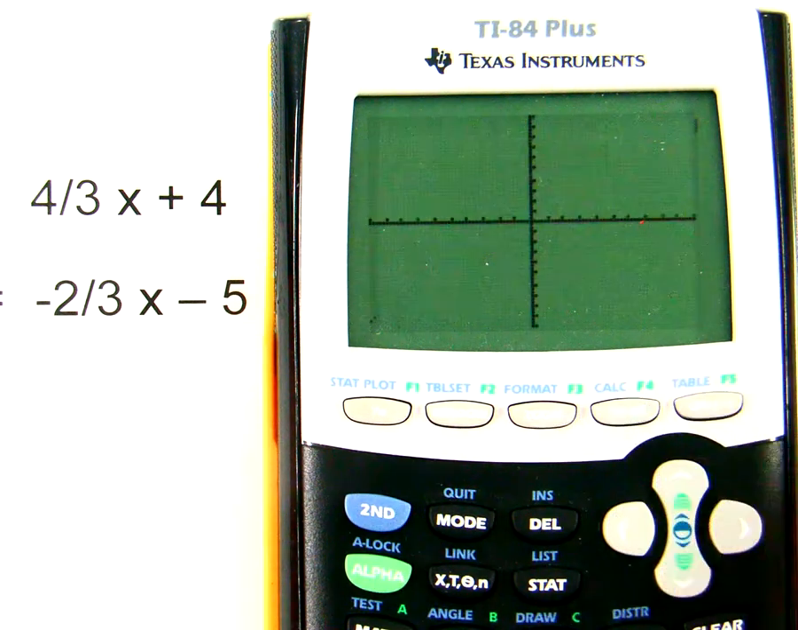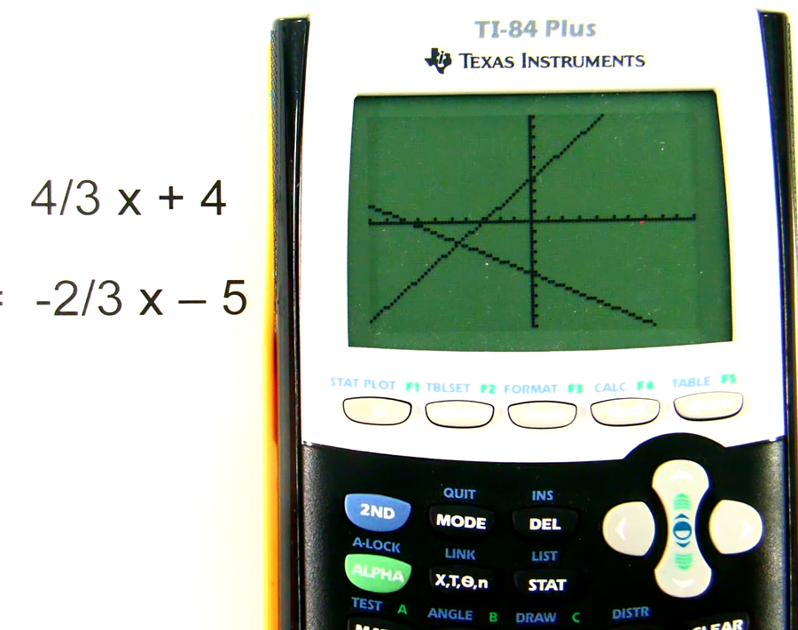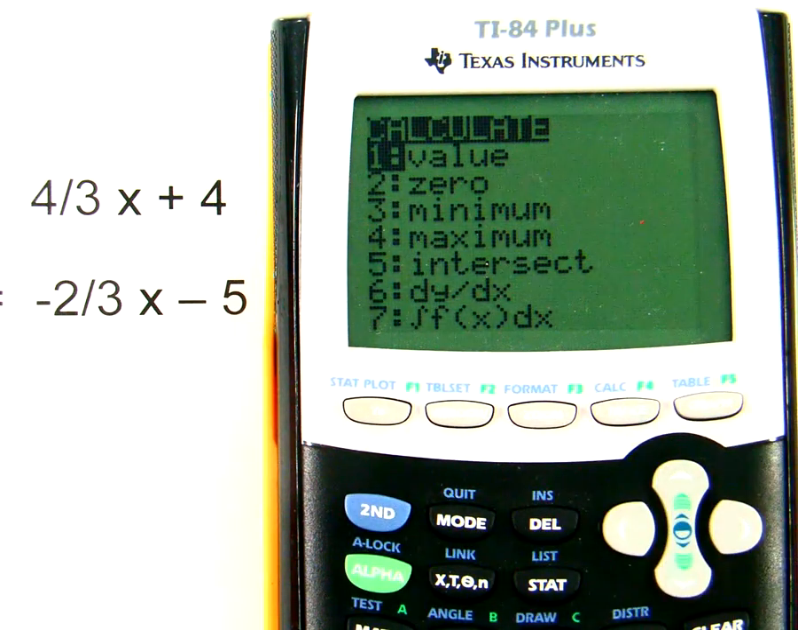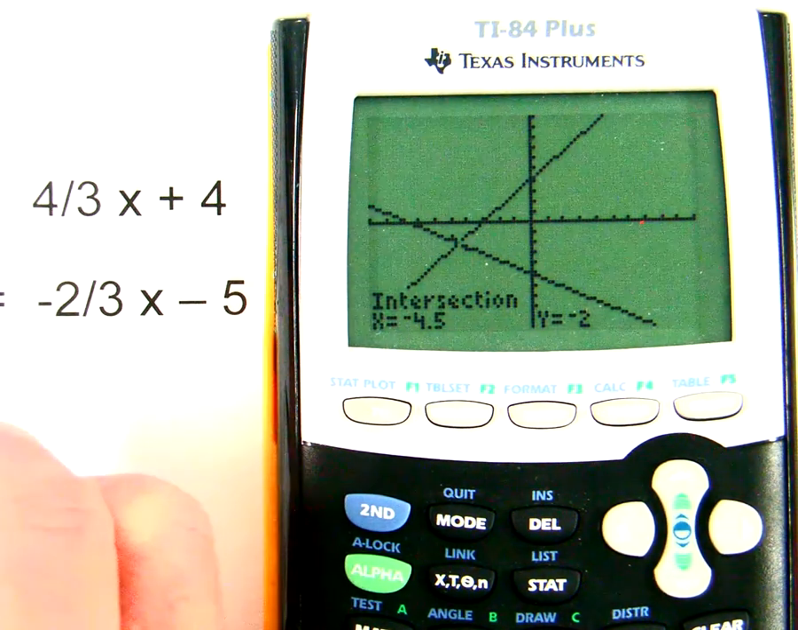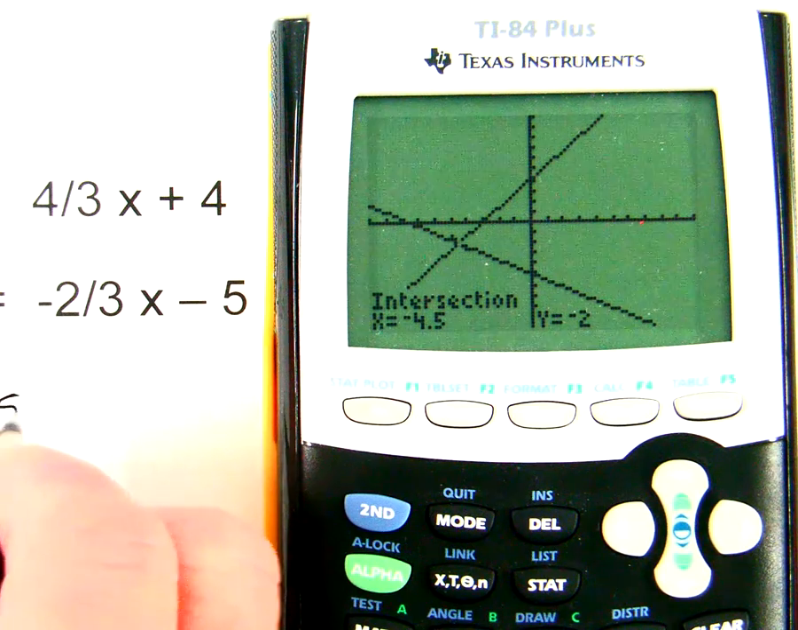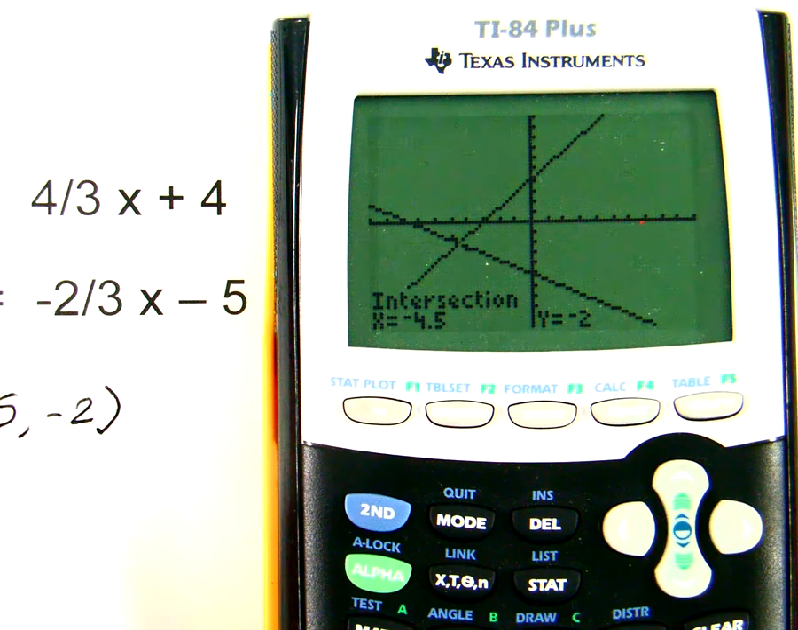And now I can put x minus 5 using the minus key. Graph it. Watch it as it graphs. Find the solution to the equations by going second calc, 5 for intersect. I don't want to guess. And it tells me that the intersection is at the point negative 4.5, negative 2. So we'll do the next one.